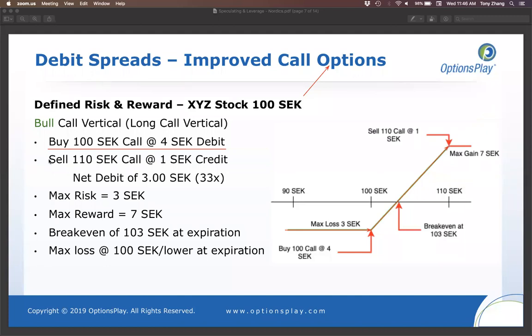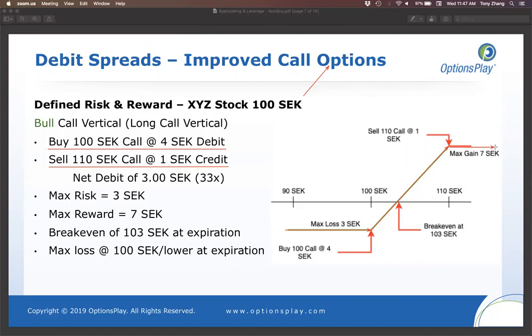So what I can do is, instead of just buying a 100 strike call option for 4 crowns, I can at the same time sell a 110 call and collect 1 crown. What that means is that I'm bullish on stock XYZ, but there's a limit as far as how far I think that stock can go. So I'm actually going to sell off any gains above 110 and collect some money to do so.